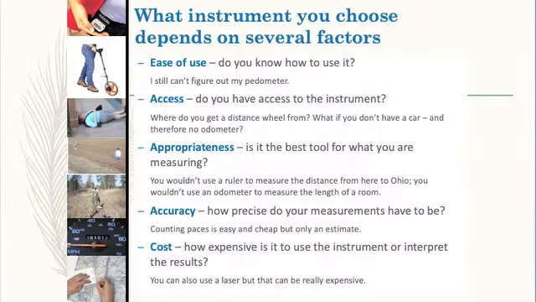So what instrument you choose depends on several factors. The ease of use, do you know how to use it, access to it, the appropriateness of it, is it the tool for what you are measuring, the accuracy of it, and the cost of it. So obviously some of these are going to cost less, but they might skimp on reliability, because we can count the number of steps on our iPhone. However, it's not going to be the most reliable measure. It'll measure the amount of steps, probably, but you could also sit there and shake your iPhone and make it seem like you have more steps. So it's not the most reliable thing.